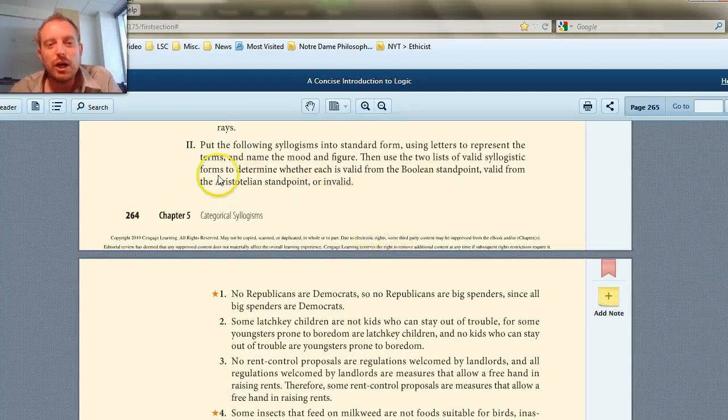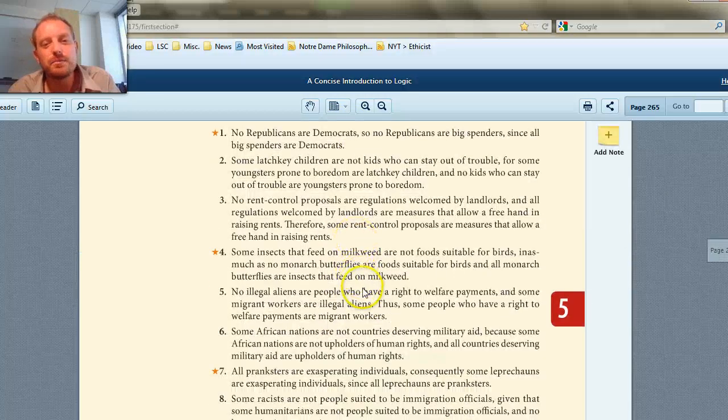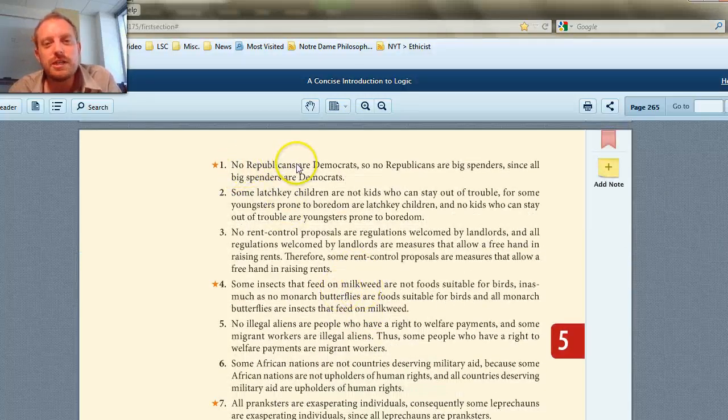Now, they get a little harder here, because then it says you have to put them into standard form, and then you have to figure out the mood and the figure. Then use the to-do list. So this one just adds, now we have to put them into standard form. So, no Democrats or Republicans. So no Republicans are big spenders, since all big spenders are Democrats.